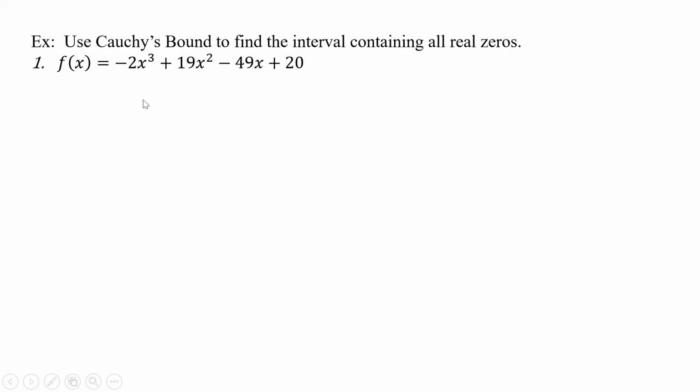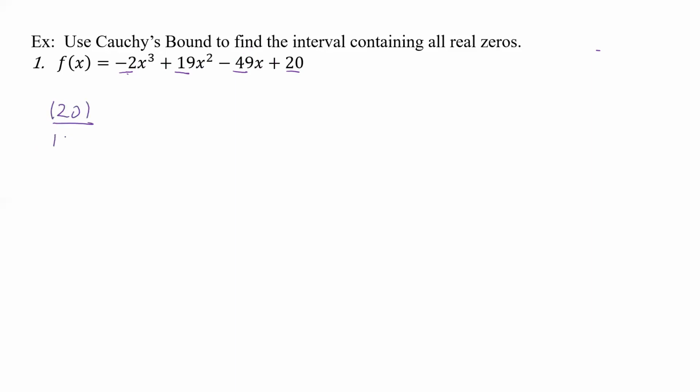All right, so now we're supposed to use Cauchy's bound to find the interval containing all real zeros. So we've been using it to find an upper bound once all the pluses and minuses are set, but now we can find both our upper and our lower bound. What we're going to do is take each of these values divided by that. We're going to take that divided by that, that divided by that, and that divided by that. Okay, so we'll take 20, and we're taking the absolute value.